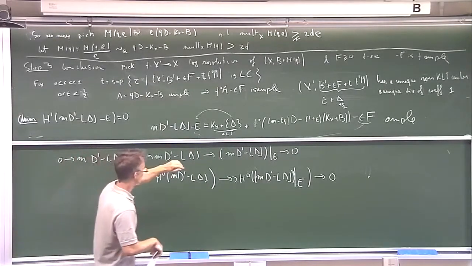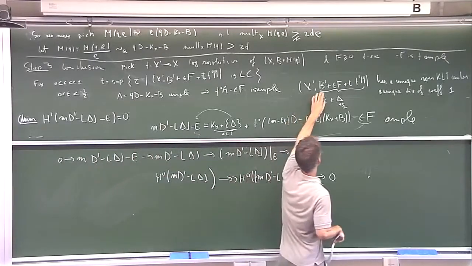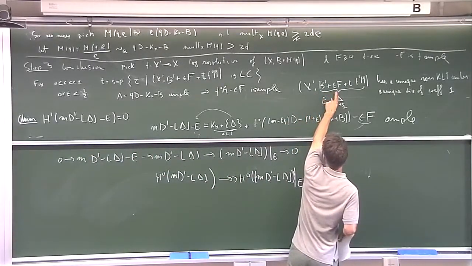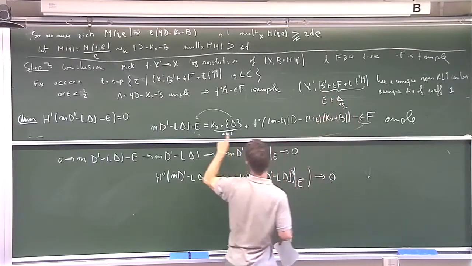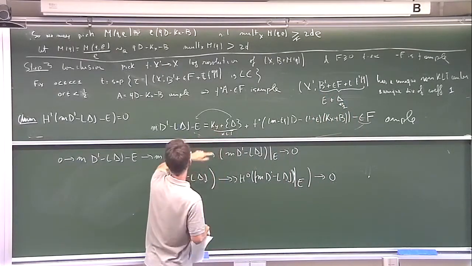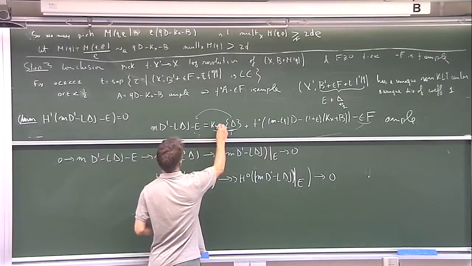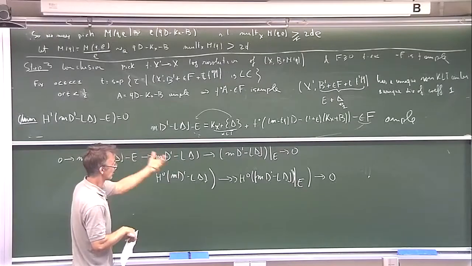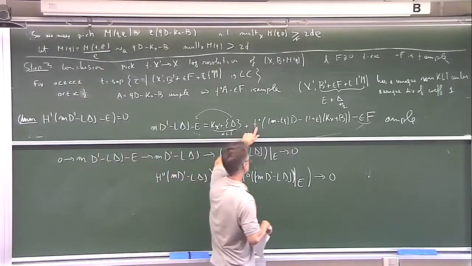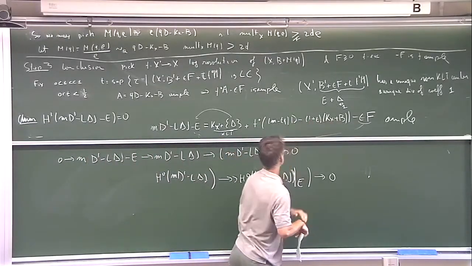And now we have to account for this b prime and this epsilon f. Well, the epsilon f is here. They cancel. So we have the b prime, and we have the ky. Oh, this should be kx prime, of course. Kx prime plus b prime, that's just the pullback of kx plus b. And here it is, pullback 1 times kx plus b.